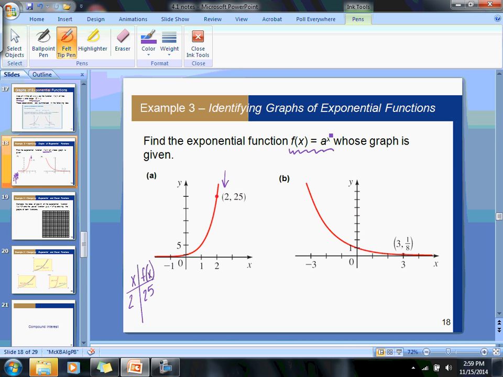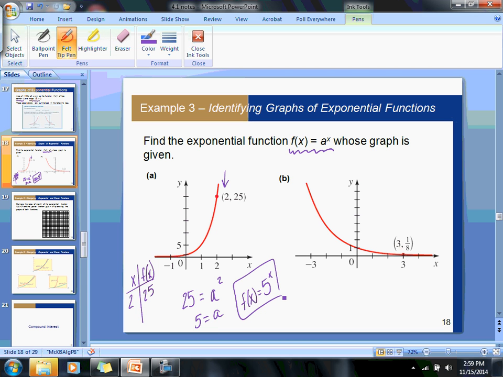So if I'm going to substitute those back into this original function here, I would have a to the second equals 25. The 25 is being substituted in for the f of x, and the 2 is being substituted in for the x. So you're basically trying to figure out what a is. So what squared is 25? Oh, that's got to be 5. So that means my original function was f of x equals 5 to the x.